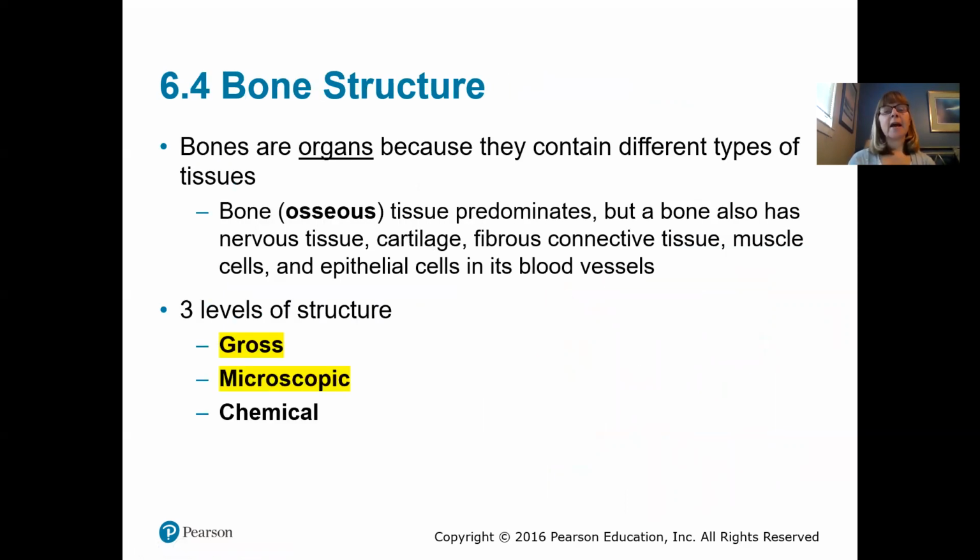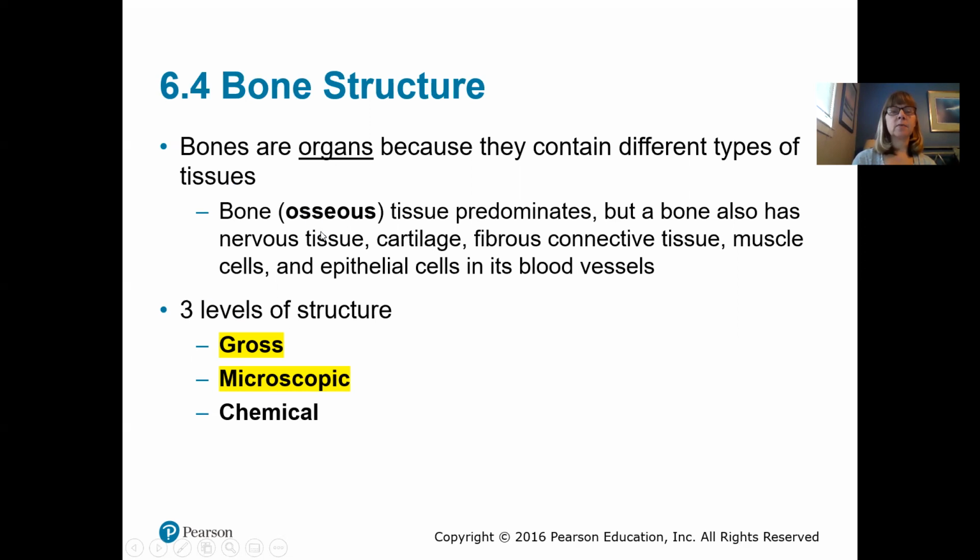Then we want to think about how the bone is actually structured and what does it look like. And on that level, there's what we call the gross and microscopic and chemical. In this class, we're going to break down and go into the gross level and the microscopic. I'm not going to talk about the chemical level. Okay, so this is what I'll be going into.